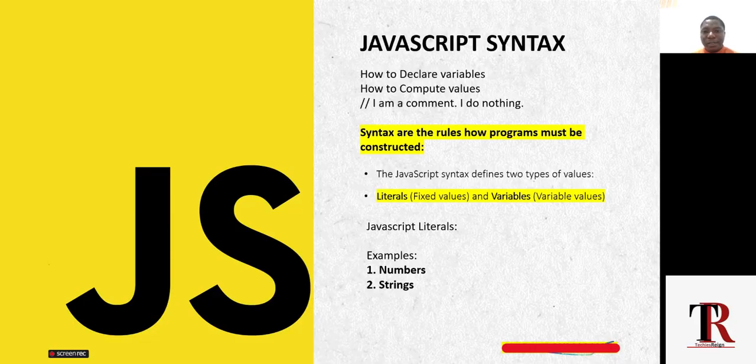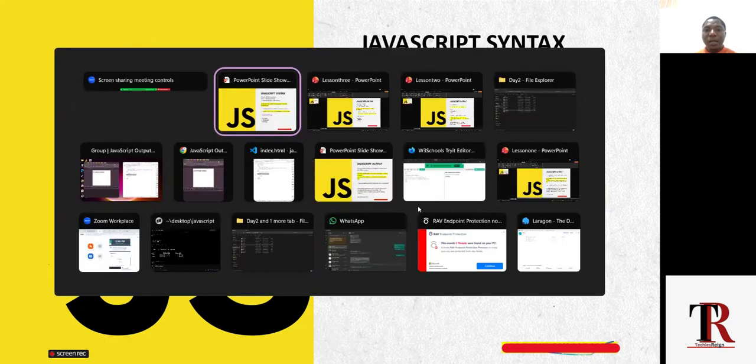So here it says the JavaScript syntax defines two types of value: literals, fixed values, and variables, variable values. So JavaScript literals have two examples: numbers and strings. So numbers are just like actual numbers that you and I see on a daily basis.